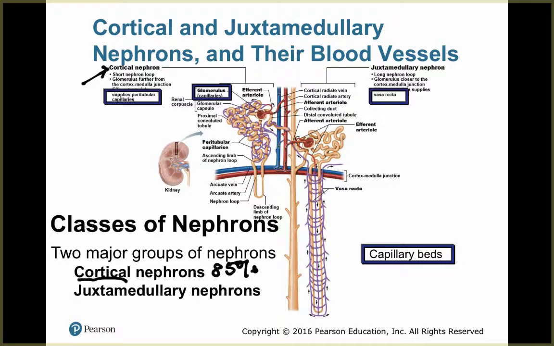Now, the juxtamedullary nephrons are essentially nephrons that have long loops, as you can see on this one, right? They have both thick and thin segments. As you notice, I have that one right there, and it's basically the thin segments there. These ones are more important in concentrating urine.